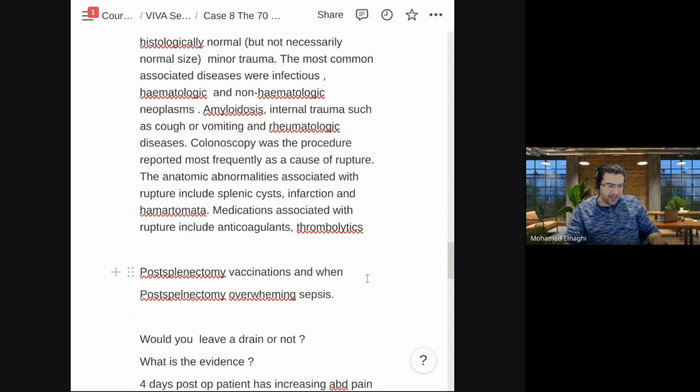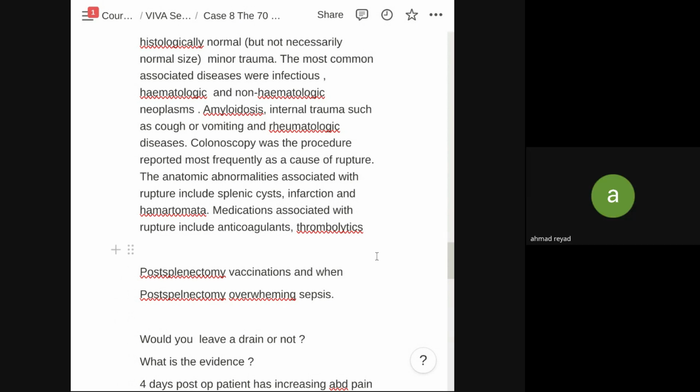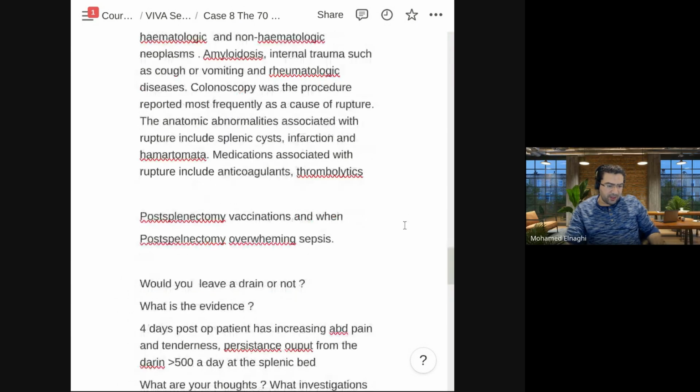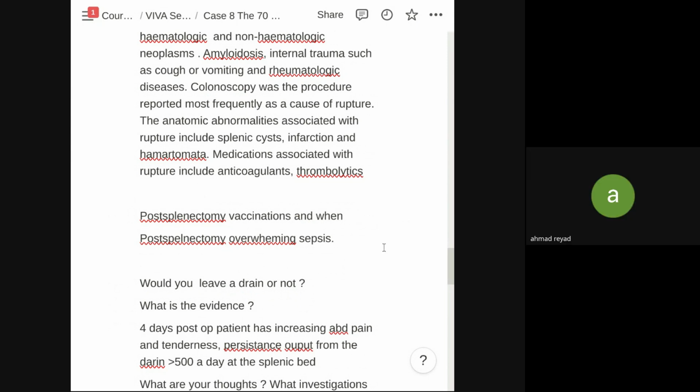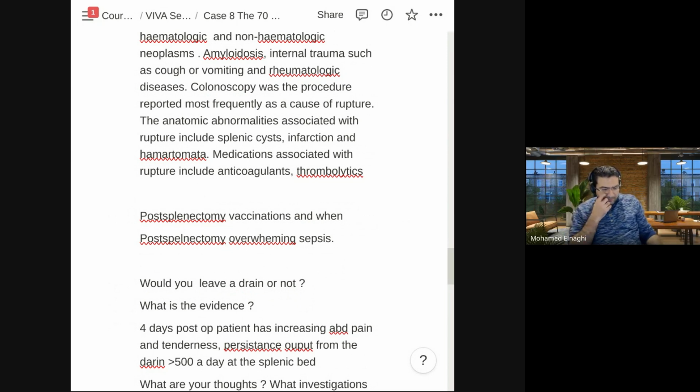Fine. So you leave the drains in, and then you see the patient on day 4 post-operative. The patient has increasing abdominal pain and tenderness, and persistent output from the drain in the left upper quadrant, about 500 a day, which is a mix between serous and sometimes a turbid fluid. So what are your thoughts?